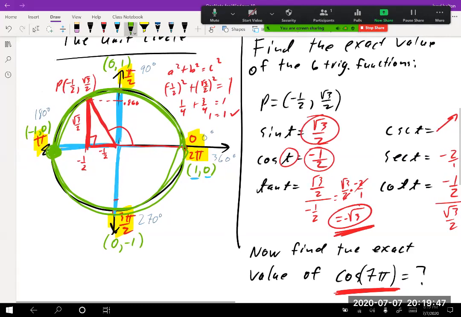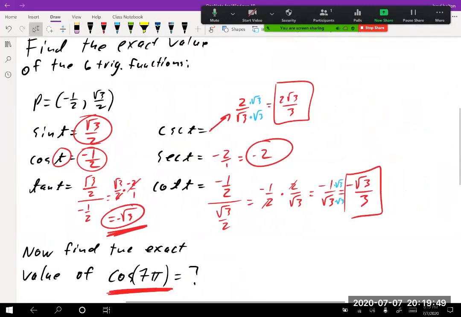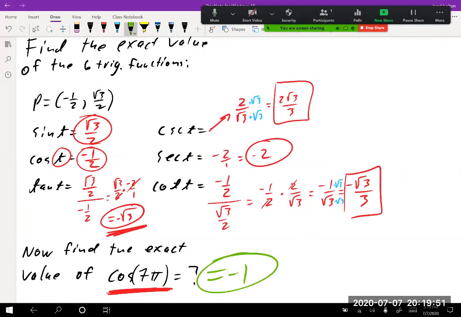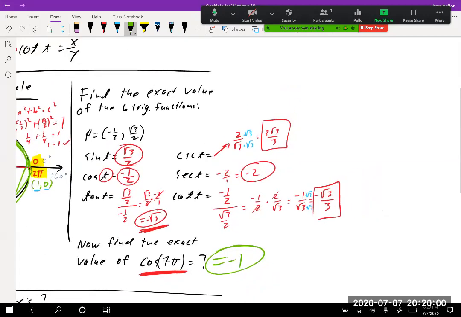So that means that my x coordinate would be negative 1. So we get negative 1. And that's all there is to it. It's not so bad. We just need to understand how the unit circle works.